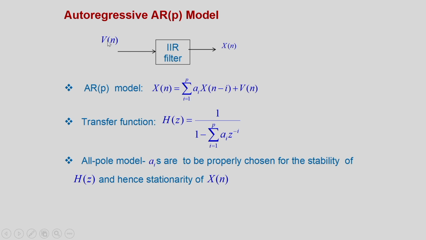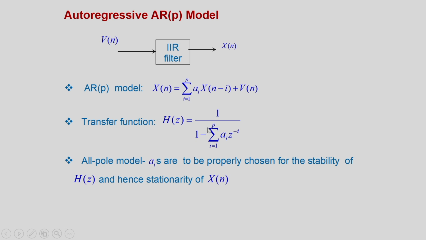and an all-pole filter, that is important. Here v[n] is the white noise and x[n] is the WSS process. The AR(p) model is therefore x[n] equals the summation of a_i x[n minus i], i going from 1 to p, plus v[n]. So, the present output x[n] is considered as a linear combination of past outputs plus the input term, which is white noise. The corresponding transfer function is given by 1 by 1 minus the summation of a_i z to the power minus i, i going from 1 to p. This is the transfer function of this IIR filter.